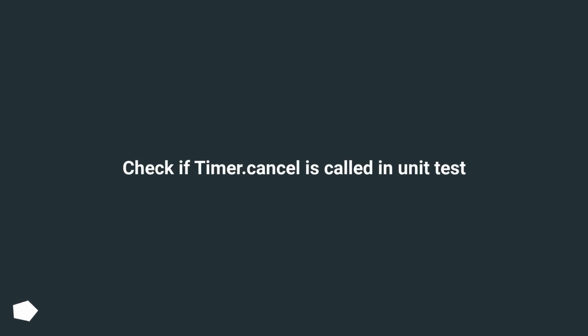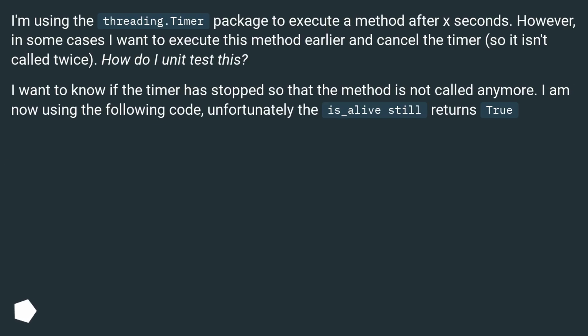Check if Timer.cancel is called in a unit test. I'm using the threading.Timer package to execute a method after X seconds. However, in some cases I want to execute this method earlier and cancel the timer, so it isn't called twice. How do I unit test this? I want to know if the timer has stopped so that the method is not called anymore.